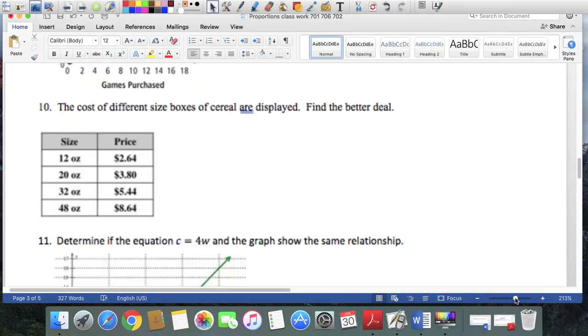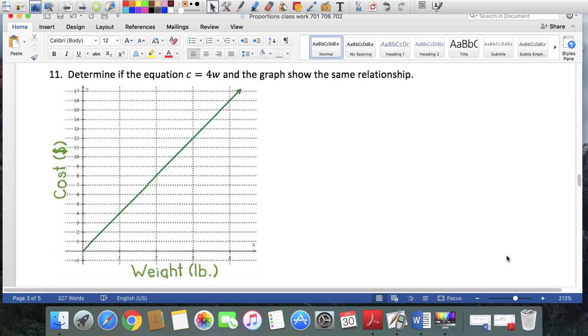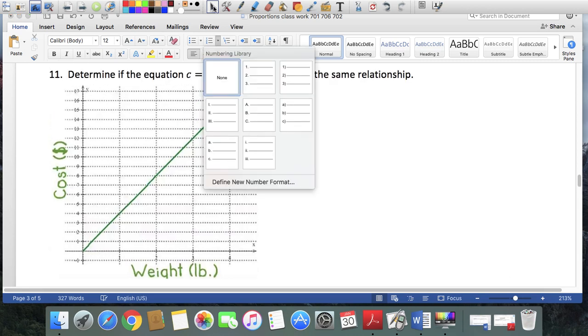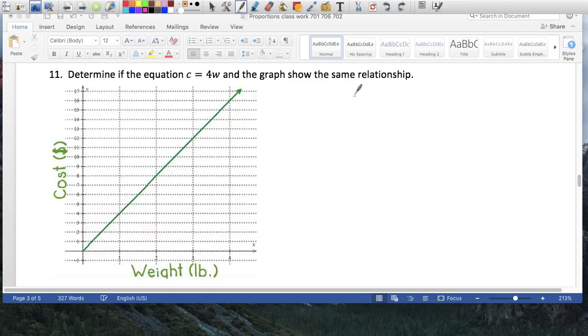So here, they're simply asking you if the equation that's already given to you, C equals 4W, is the equation for this graph. Okay, so what we can do is find a point. This says 1, 2, this looks like 3 and 4. So let's look for points. That point seems like point 1 and 4, right?